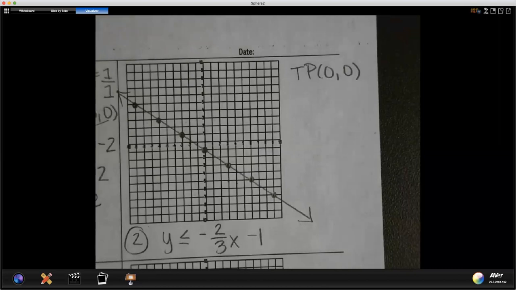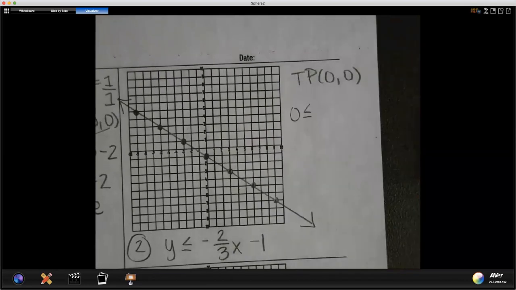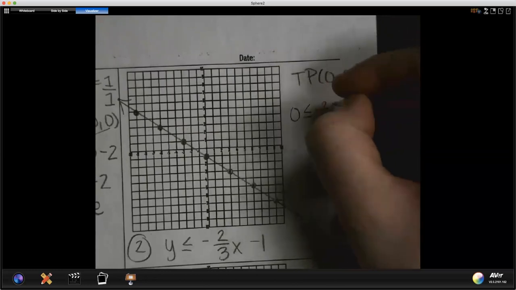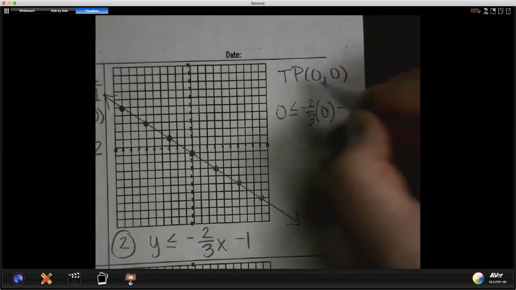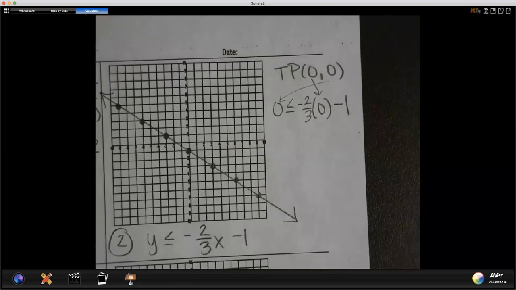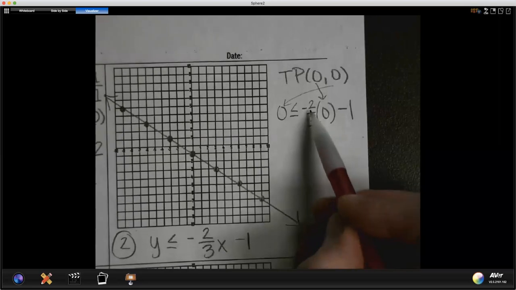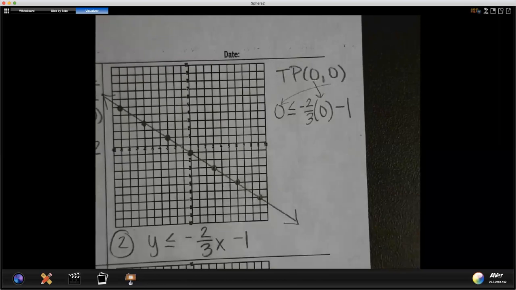Okay, let's see what we should have gotten if we test 0, 0. So it would be 0 is less than or equal to negative 2/3 times 0 minus 1. Again, wherever x and y is, we substitute 0. Now what you want to be careful about is that you actually keep the slope written in there. On this one, the slope was 1, so it didn't affect us. But you need to keep the negative 2/3 written there.